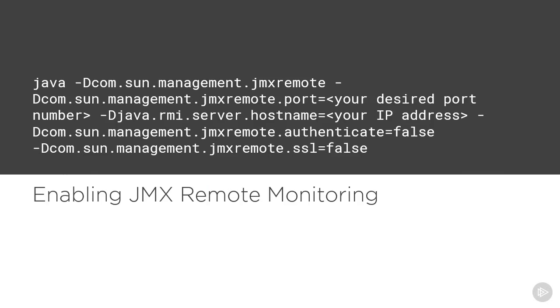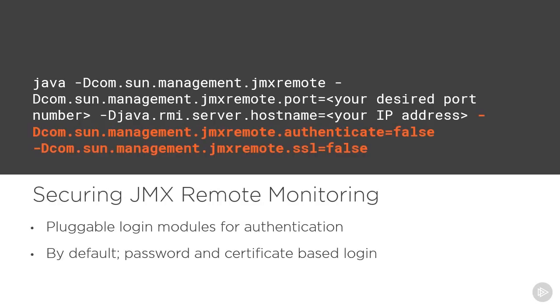To connect to a remote JVM process, you must first enable JMX monitoring. This is done at JVM startup time by passing the appropriate properties on the command line or setting them in the Java ops environment variable. In a production environment, you should have some level of security set up. JMX provides pluggable login modules for security. By default, it provides password and certificate-based login. Details on setting up security can be found in the Oracle Java documentation.